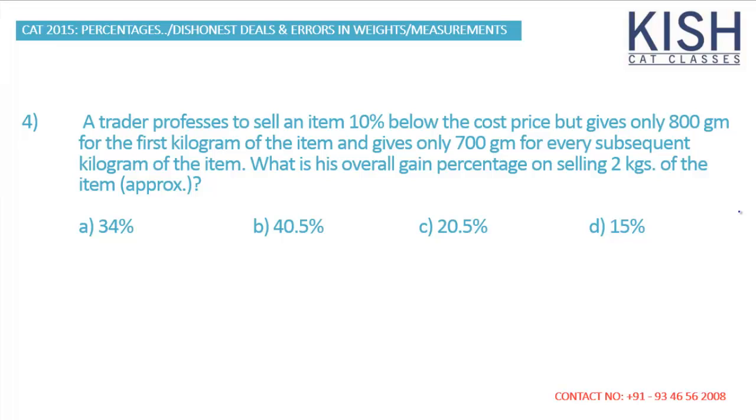Let's solve another question. A trader professes to sell an item 10% below the cost price, but gives only 800 grams for the first kilogram of the item and gives only 700 grams for every subsequent kilogram of the item. Very good. What is his overall gain percentage on selling 2 kgs of the item? So we need to find overall gain percentage. We should know his investment and we should know his total return.